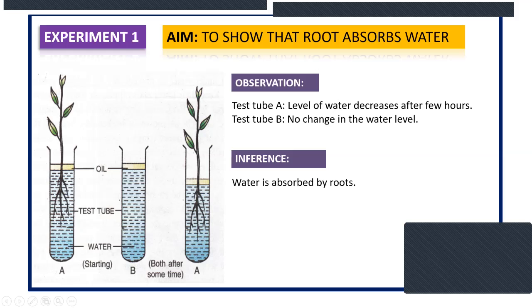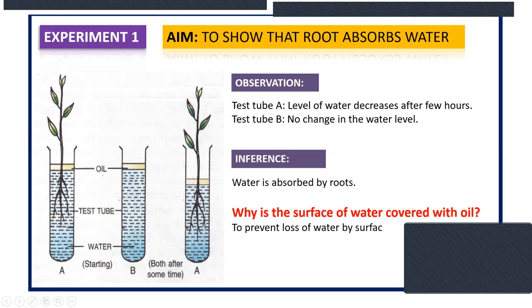Now, what is the purpose of adding oil? Oil is added so as to ensure that there is no loss of water from the test tube by surface evaporation. That means, in test tube A, water was not lost by evaporation, but it was lost by absorption of water by the roots. So this is the first experiment.